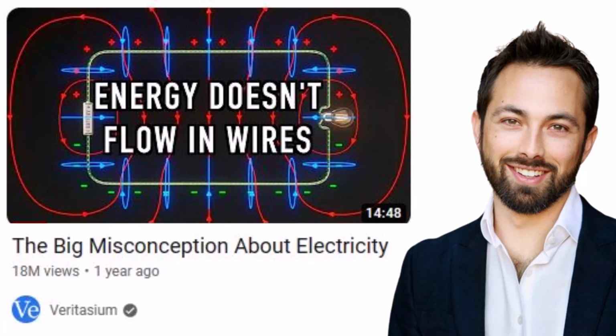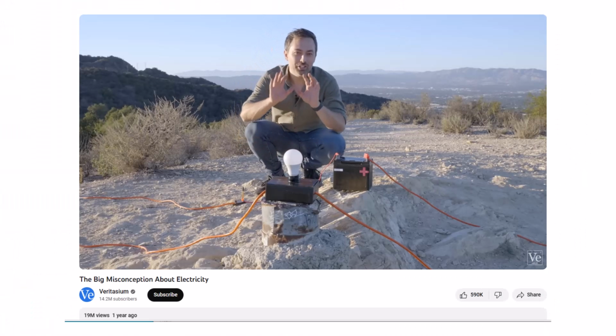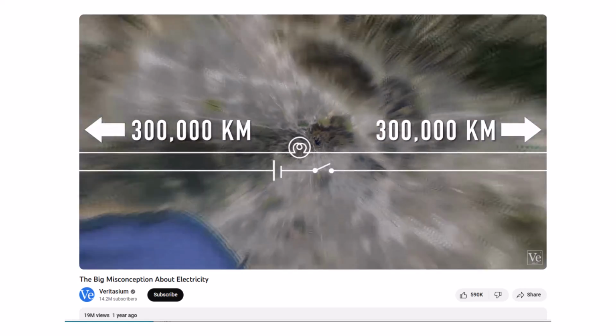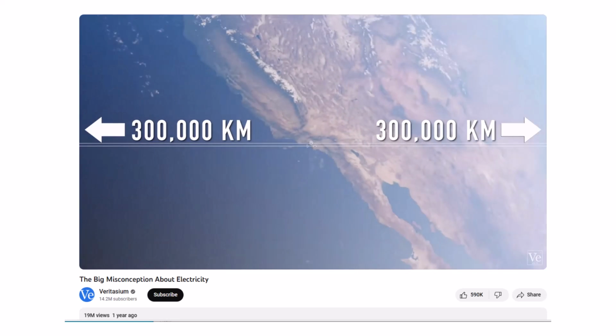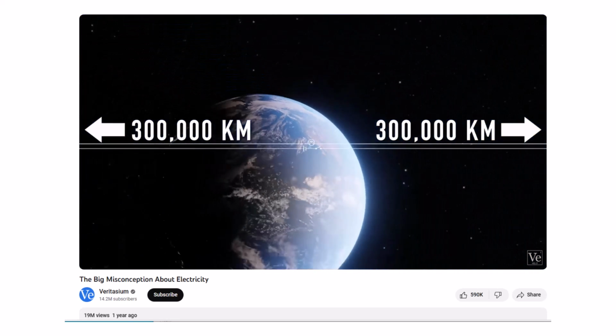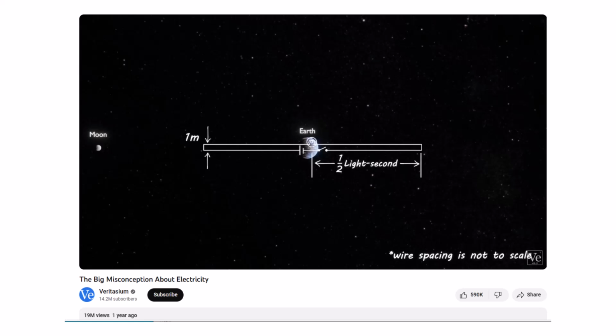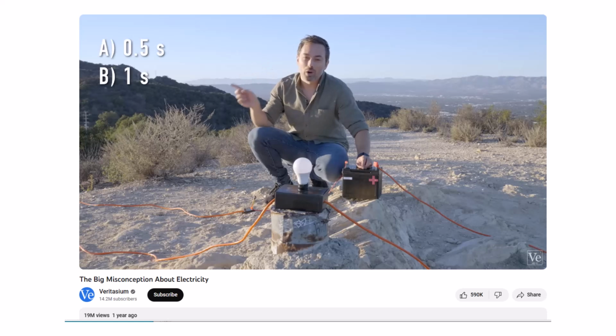Like millions of people, I watched Derek Muller's Veritasium video on the big misconception about electricity, where he posed a creative thought experiment. He had you imagine zero resistance wires that traveled half a light second in each direction, halfway to the moon and back, to connect to a light bulb 1 meter away. He then asked the following question.